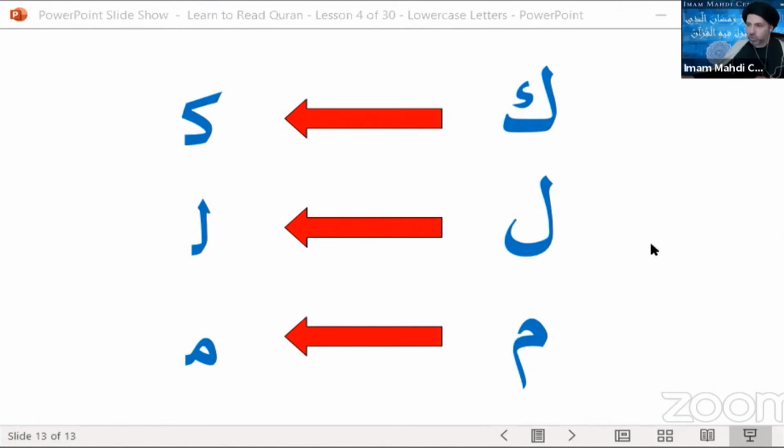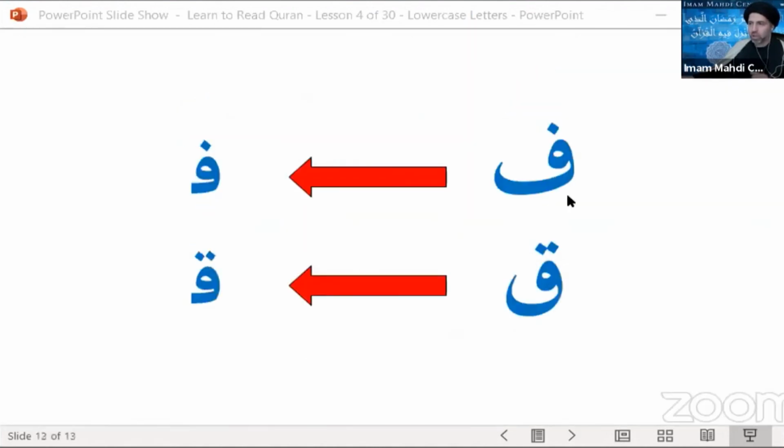So moving on, just as we drop the tail on the other letters, here we have the Meem. We drop the straight tail that it has, and we have the head left on it. And that is the end of the lowercase letters.